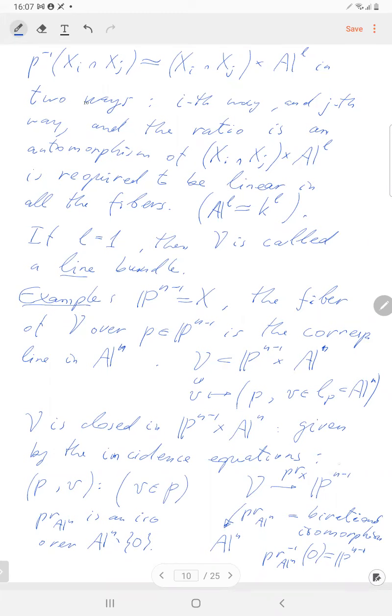Okay, so there we are. It's a very important example of a projective and hence proper morphism. It will be used again over and over again.